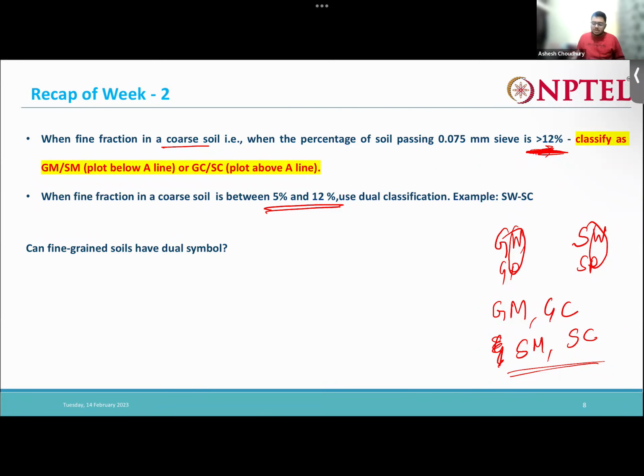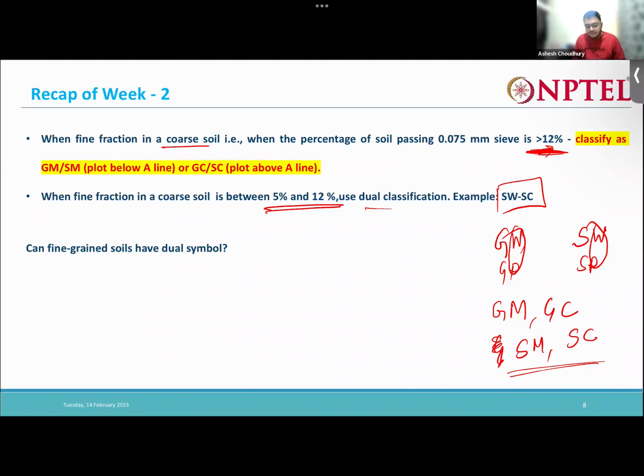Okay. So if the fine fraction in our coarse soil is between 5 and 12%, then we need to go for dual classification. I've given one example here, which is well-graded sand and clayey sand. Both we have to use because our soil has a considerable amount of fines. It is between 5 and 12%.